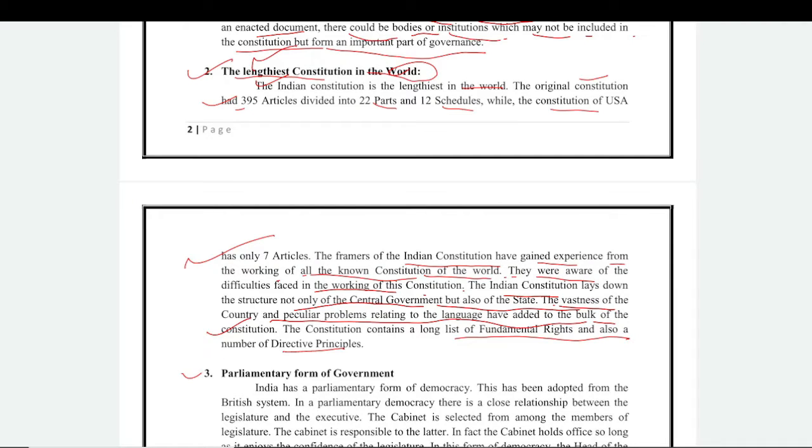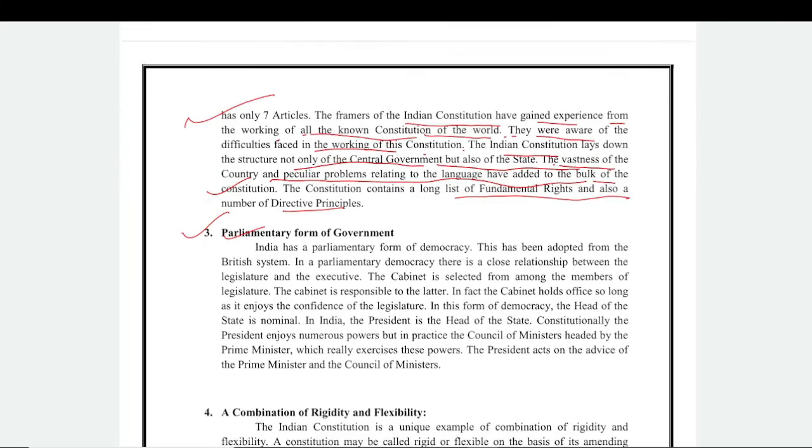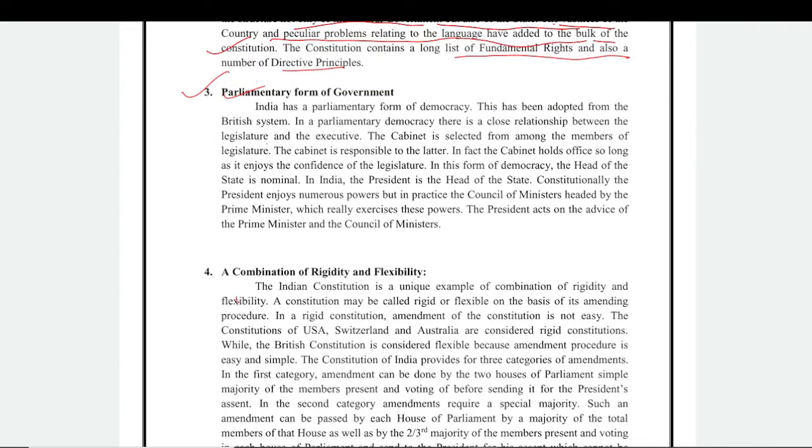Number 3, salient feature of the Indian Constitution is the parliamentary form of government. India has a parliamentary form of democracy. This has been adopted from the British system. In parliamentary democracy, there is a close relationship between the legislature and the executive. The cabinet is selected from among the members of the legislature. The cabinet is responsible to the latter. In fact, the cabinet holds office so long as it enjoys the confidence of the legislature.